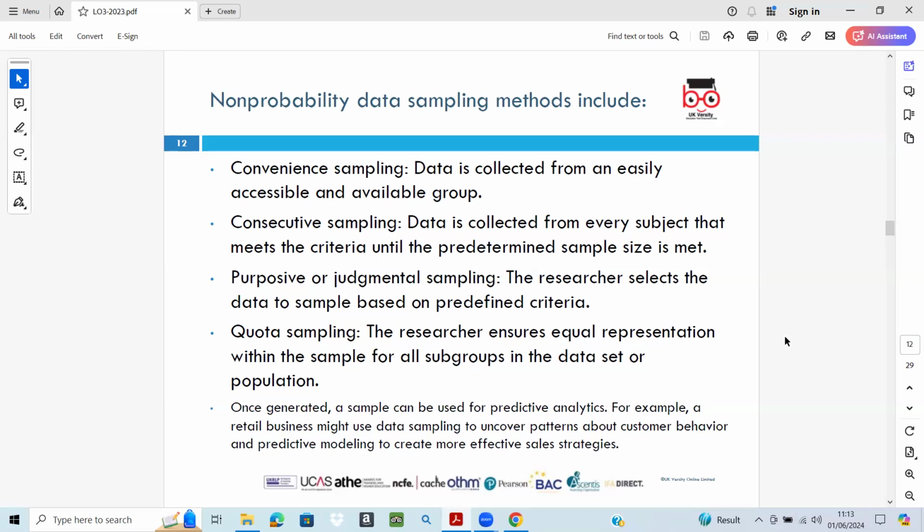If we discuss the usage in retail, predictive modeling can help the retail business develop more effective sales strategies, personalized marketing campaigns, optimize product recommendations, and forecast customer demand by leveraging predictive analytics on sample data. The retail business can make data-driven decisions to enhance customer experience and drive sales.